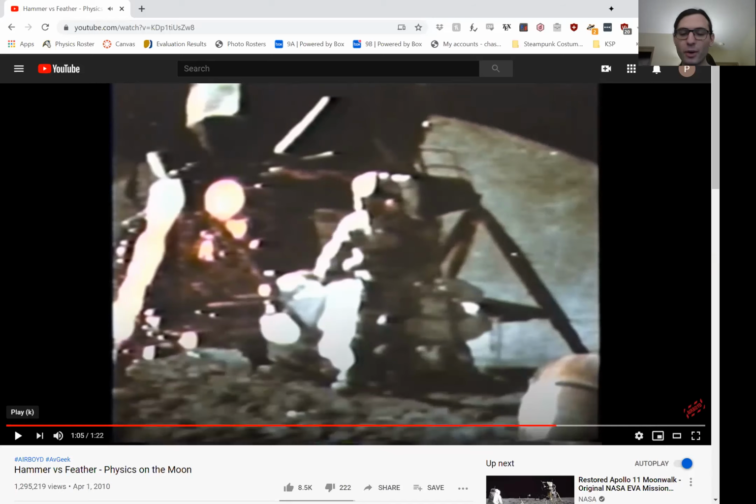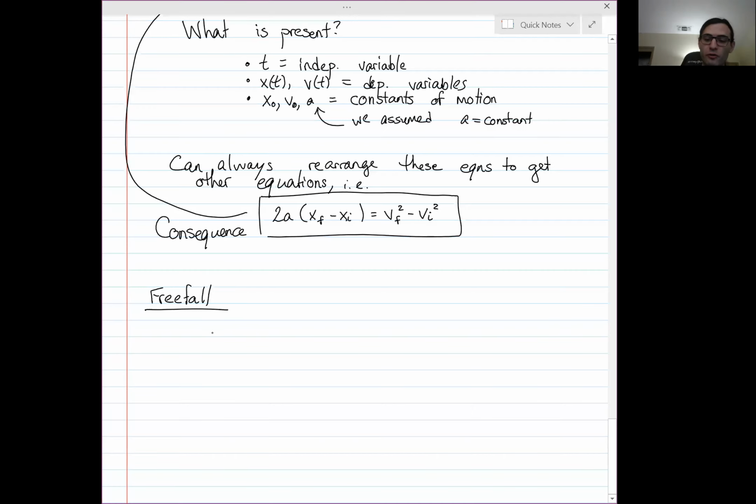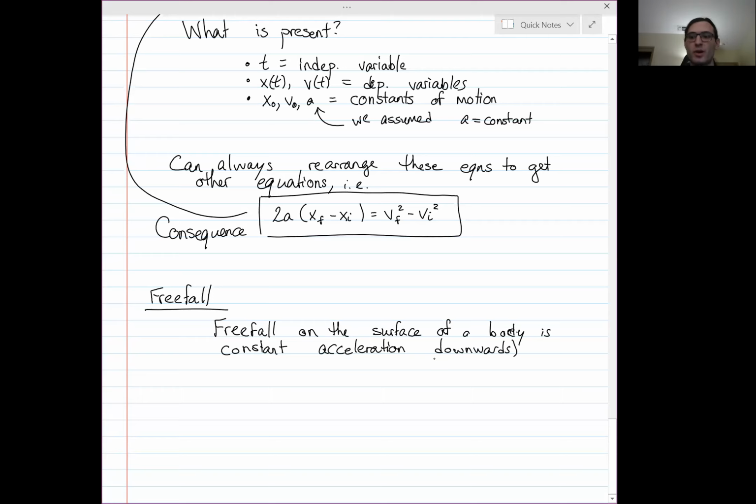Right, so what that was just a demonstration of the fact that I'm about to tell you. Free fall on the surface of a body is constant acceleration downwards. That's how downwards is defined, by the way. It's the direction that free fall happens in a straight line.